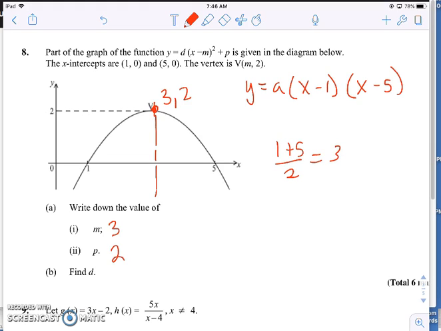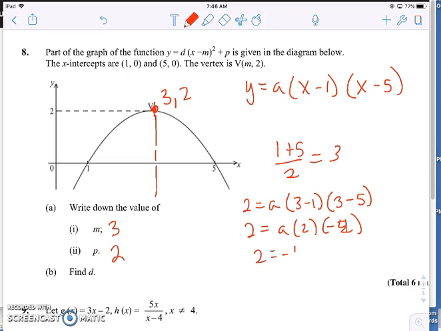Well, then we're asked to find d. So I'm going to take this equation here, d is really the same as a, and plug in our vertex of (3, 2). So our y value is 2 equals a times (3 minus 1) times (3 minus 5). So 2 equals a times 2 times negative 2. So 2 equals negative 4a. So a would be negative half, which is the same as our d spot. It's like crossing this out and just saying that that's the a.